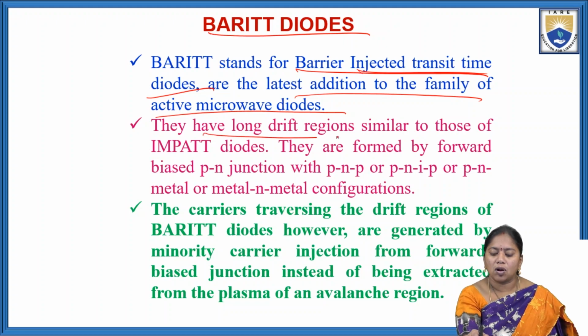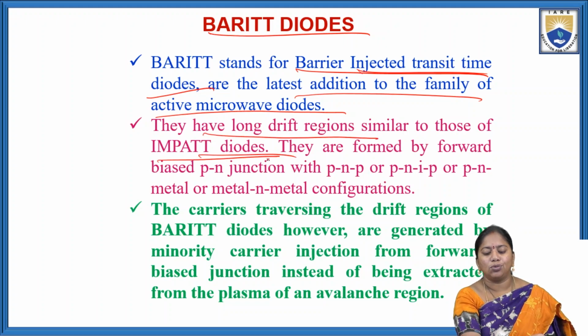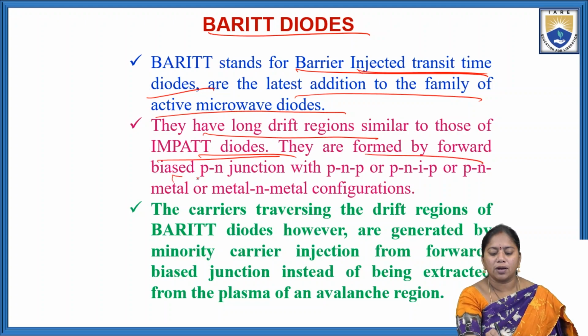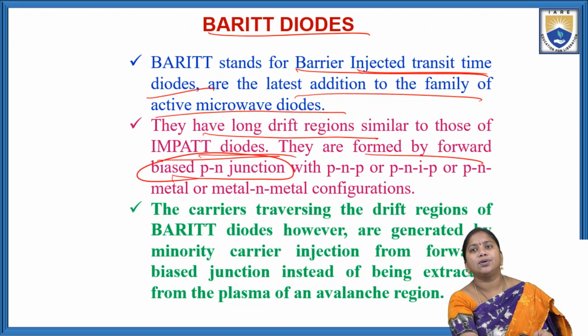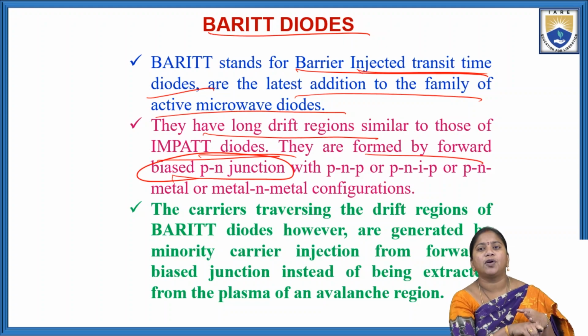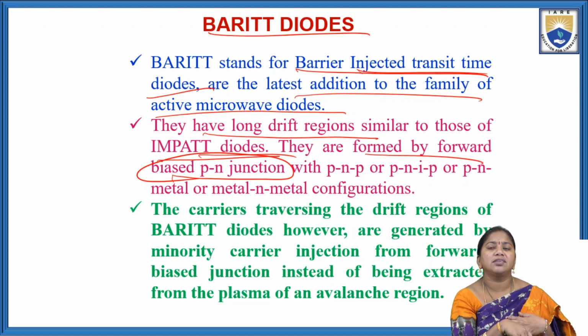They have long drift regions similar to those of the impact diodes. Here the drift region is lengthy compared to the impact diodes. They are formed by forward biased PN junction diodes, whereas impact diodes and trapatt diodes are formed under reverse biased PN junctions.